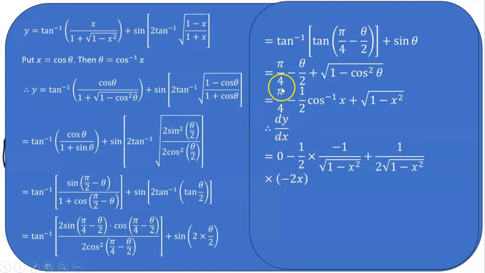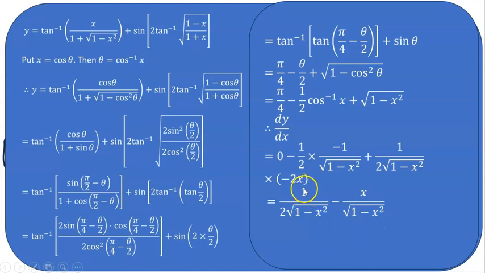Therefore, dy by dx, derivative of pi by 4 is 0, 1 upon 2 is a multiplicative constant, and derivative of cos inverse of x minus root of 1 minus x square plus derivative of root of 1 minus x square, that is 1 upon 2 root of 1 minus x square into derivative of 1 minus x square. The derivative of 1 is 0 and derivative of minus x square is minus 2x. Okay, and the next simplification here, this minus and minus will become plus, that is 1 upon 2 root of 1 minus x square. Again here 2 gets cancelled, you will get minus x upon root of 1 minus x square.